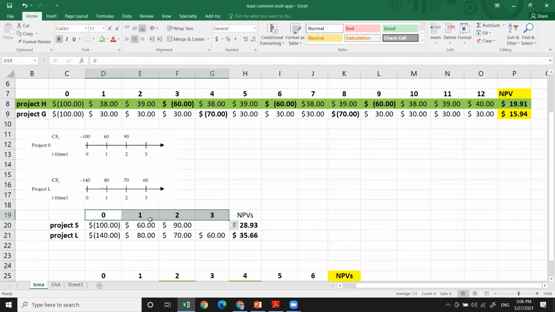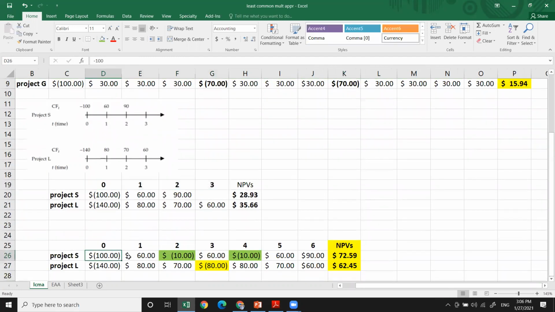I will take this and replace it, like 160, 10. So 90 minus 100. That's why we have 10 here and here. So in project S, we will do 2 replacements. And in project L, we will make only 1 replacement. That would give me NPV of project S higher than project L. So my decision is to accept project S.